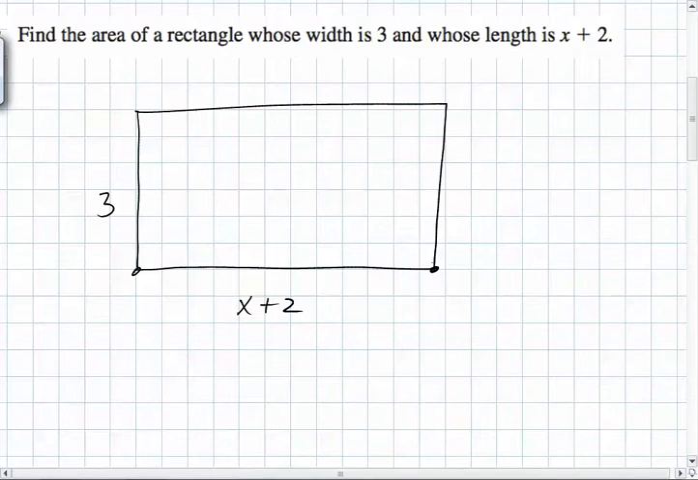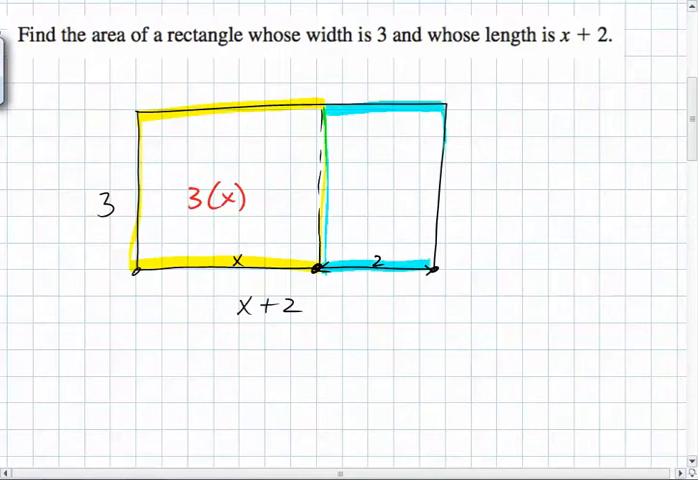One way to think of it is x plus 2. That line represents the distance x plus 2. You could break it apart and say this first part is x, and this next part here is 2. So put a dotted line here. The area of a rectangle is base times height, so the area of this first rectangle right here is 3 times x, and then the area of the second rectangle right here is 3 times 2. So the total area of this rectangle is going to be 3 times x plus 3 times 2.